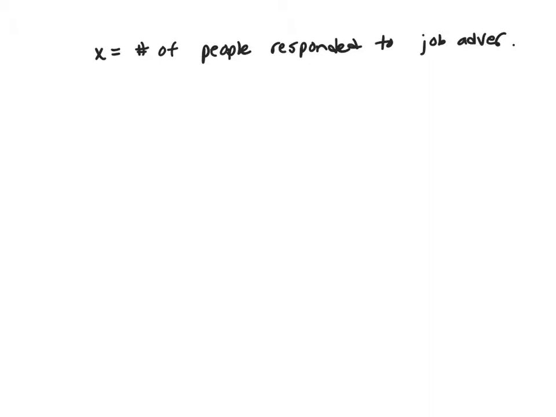All right, let X be the number of people responding to the job interview, and we are trying to figure out how many people responded. So that's what we're trying to find, X. They tell us that 60% of the people who responded to an ad were interviewed by phone. So 60 over 100 times X is the number interviewed by phone.